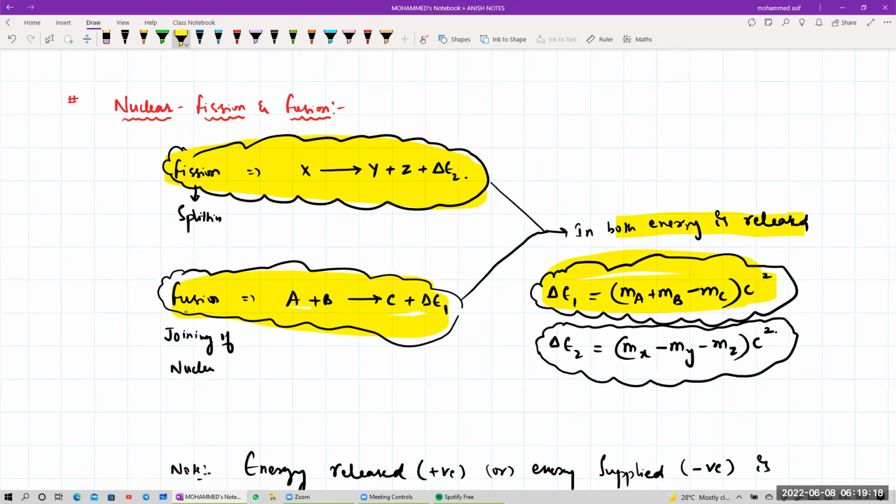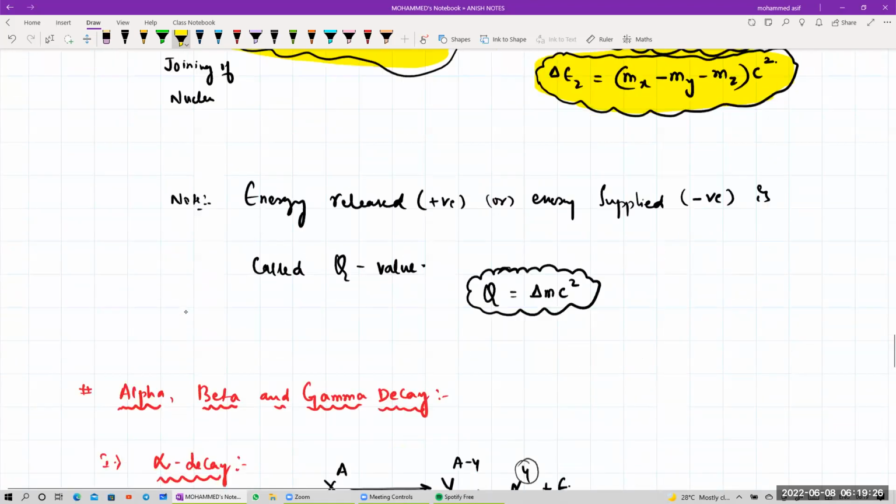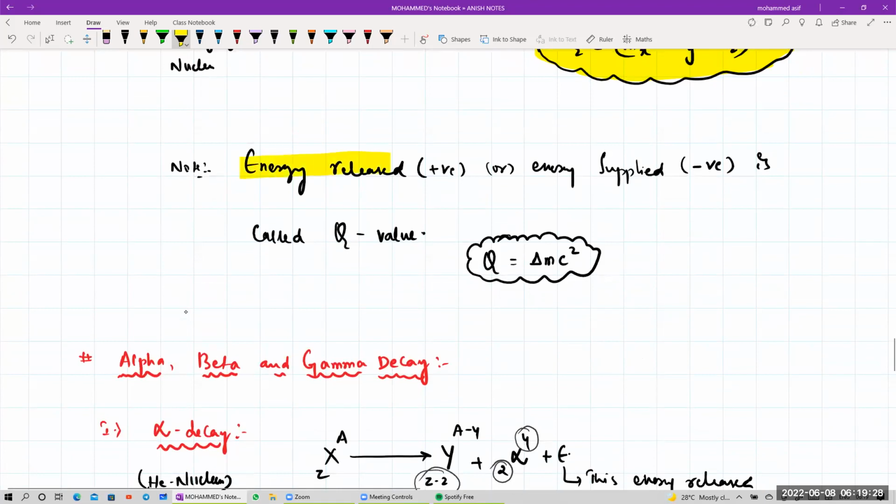delta E1 equals mass of A plus mass of B minus mass of C, times c squared, and delta E2 will be equal to mx minus my minus mz, times c squared. Now in this process, what I'm telling you, beta, if energy is being released, you take that as positive. If you are supplying the energy, you take it as negative. So that energy is given by the formula Q equals delta M into c squared.